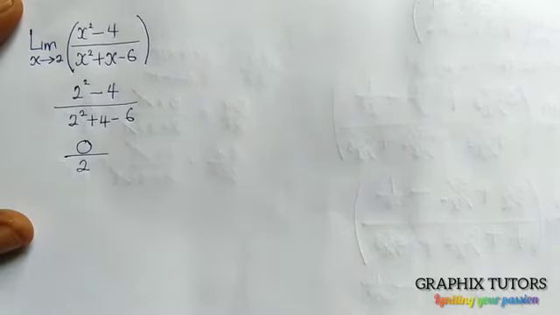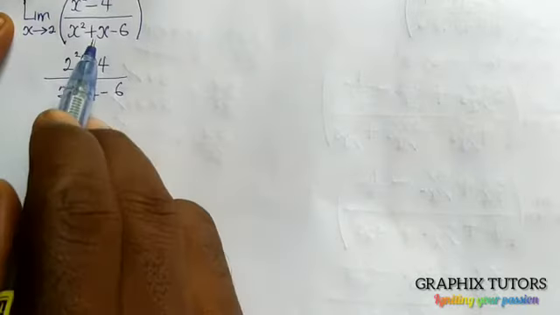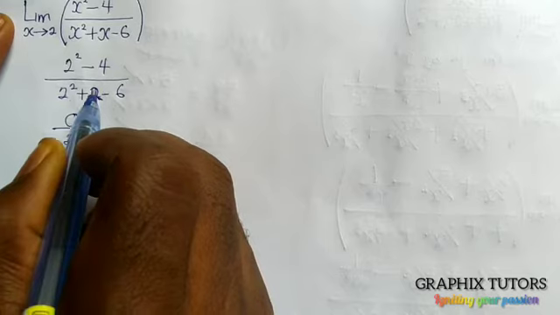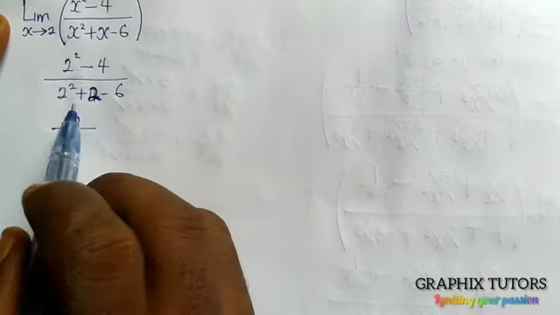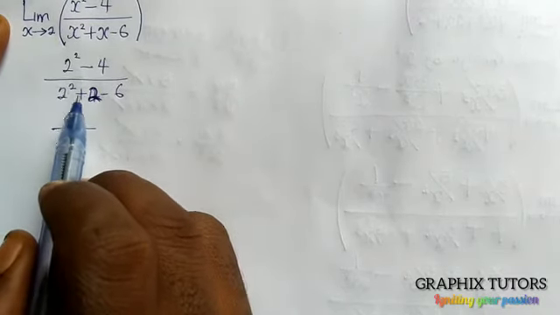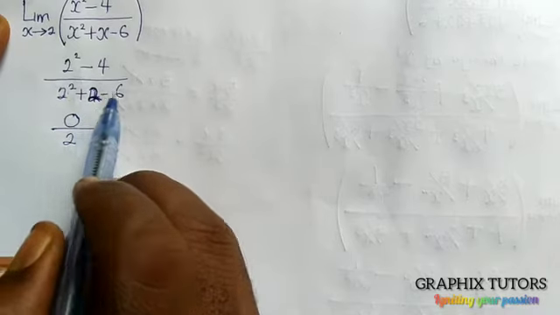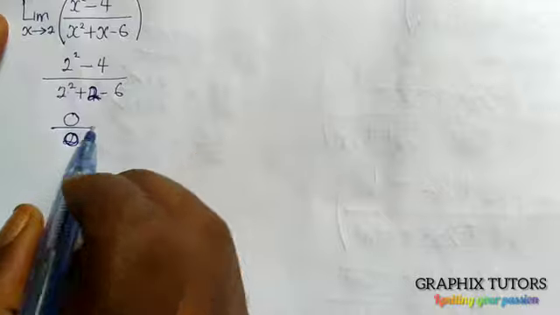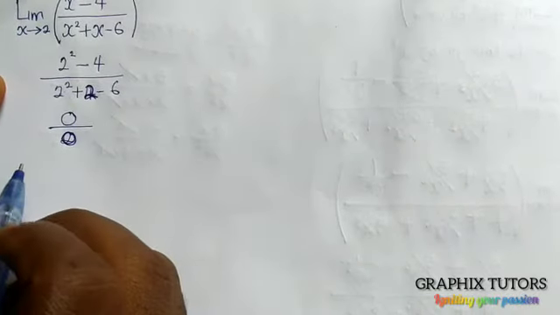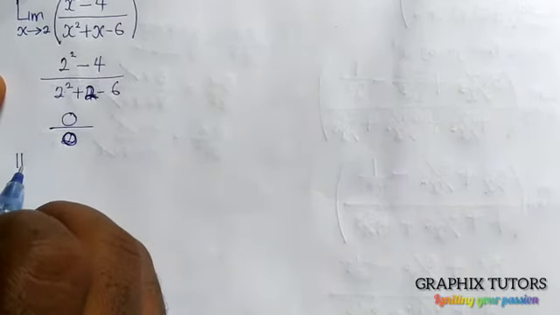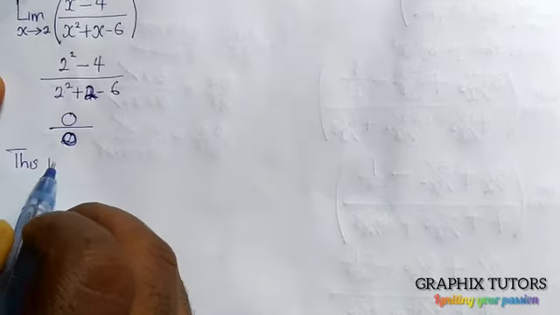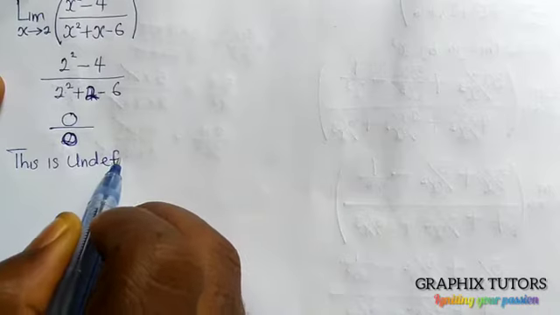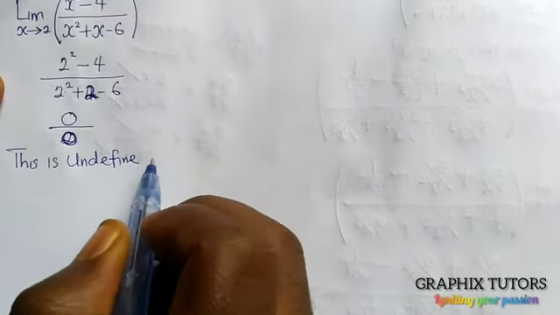So for that question, now if you look at this, this is supposed to be 2, right? So if you put it, 2 squared is 4 plus 2 is 6. 6 minus 6 will give us 0. And 0 over 0 is undefined. You write that this is undefined, or you say it is indeterminate.